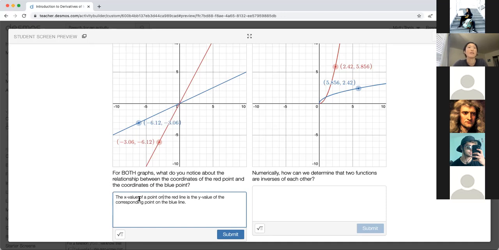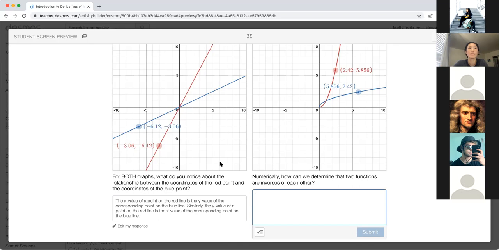Okay. You could, if you wanted, say similarly, the Y value of a point on the red line is the X value of the corresponding point on the blue line. So something like that could be a response. When I ask you to explain your thinking on an exam, something like this where we're really trying to be specific in our language is a really valuable skill to practice, okay?